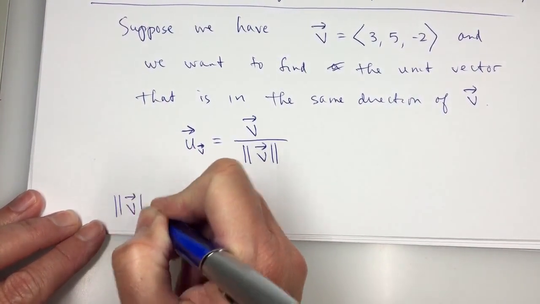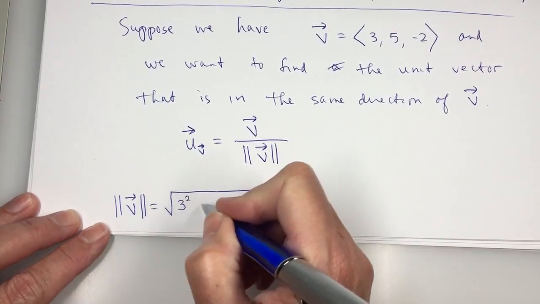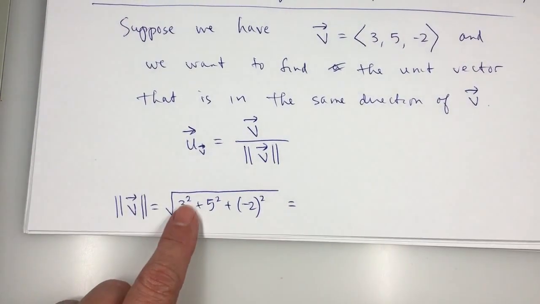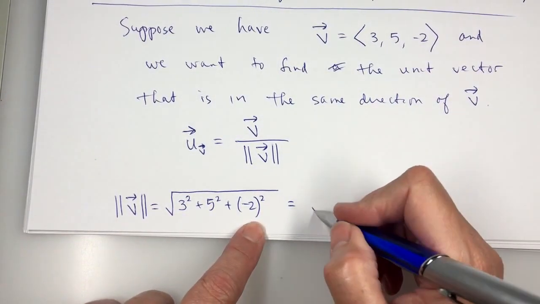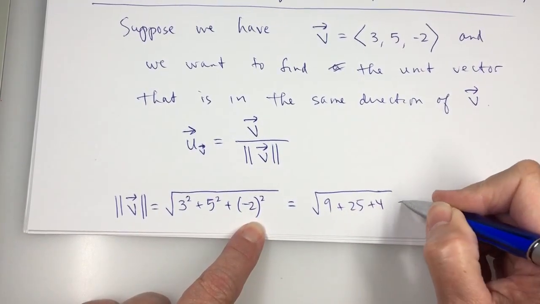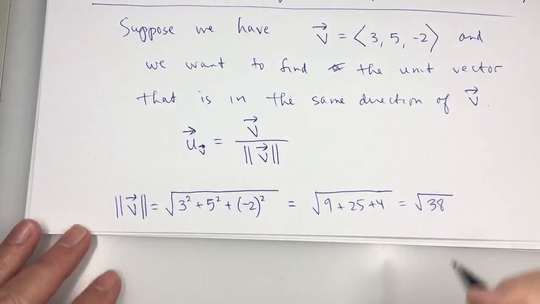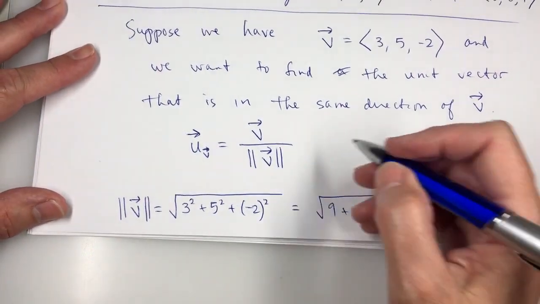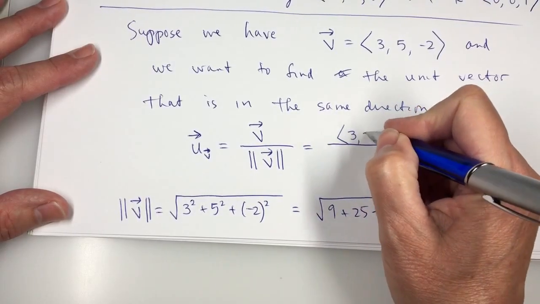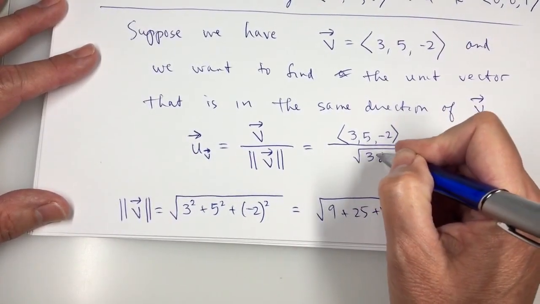And whether you use the double bars or the single bars, the magnitude of V would be the square root of 3 squared plus 5 squared plus negative 2 squared. That's going to be 9 plus 25 plus 4. So that's going to be the square root of 38. So my unit vector that's in the same direction of V would be vector 3, 5, negative 2 divided by the square root of 38.